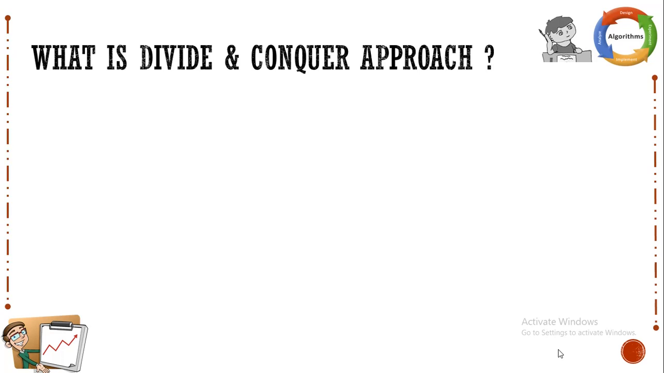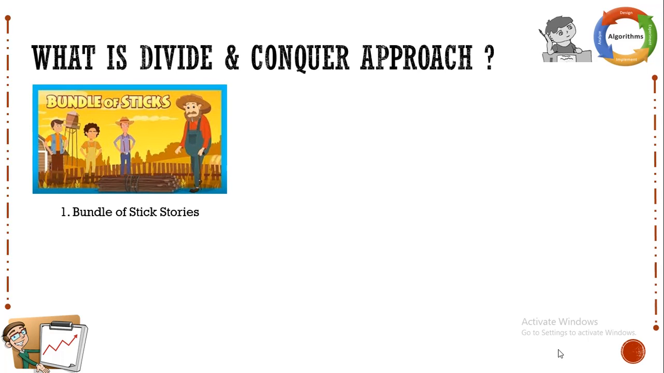Before getting into the technical details of what exactly is divide and conquer approach, let's try to understand with the help of some real life examples. We all might have heard about the story of the bundle of sticks. This is a classic Aesop tale wherein a father gave his quarreling sons a bundle of sticks and asked them to break it over their knees. When they could not do that, he asked them to split the bundle and break the sticks one by one. The story thus ends with the moral, united you are strong, quarreling and separated you are weak.